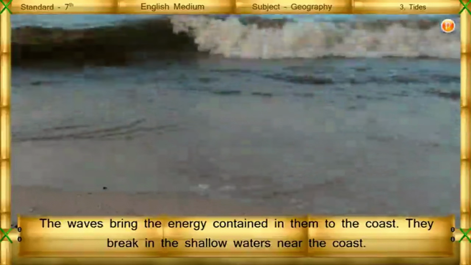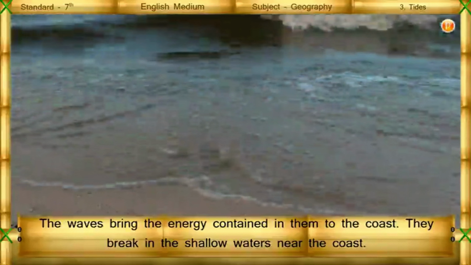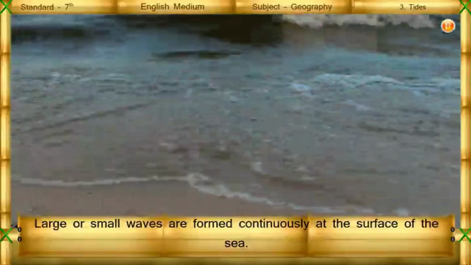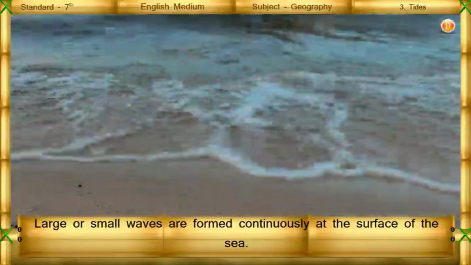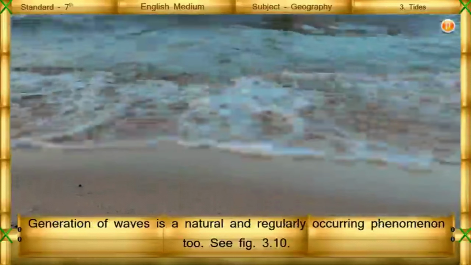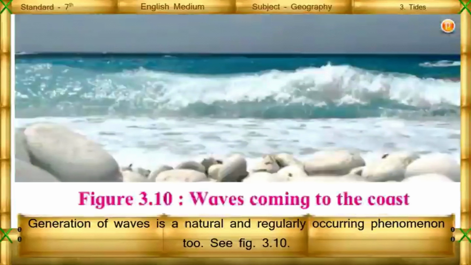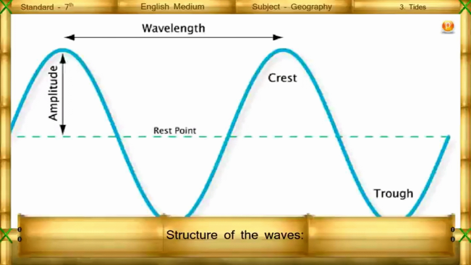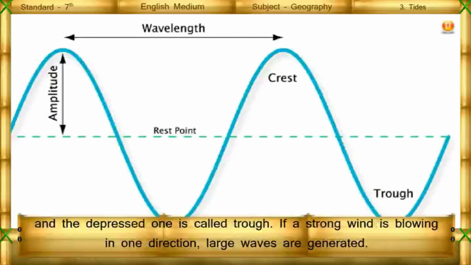The waves bring the energy contained in them to the coast. They break in the shallow waters near the coast. Large or small waves are formed continuously at the surface of the sea. Generation of waves is a natural and regularly occurring phenomenon too. See figure 3.10. Structure of the waves. The seawater gets pushed up and down because of the wind. The raised up portion of the wave is called the crest and the depressed one is called the trough.